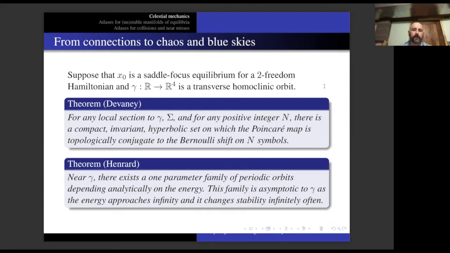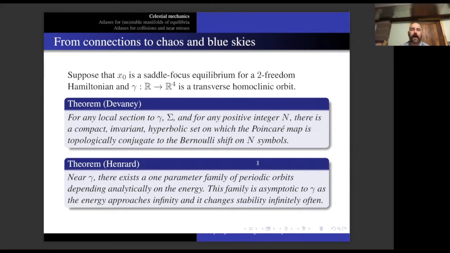So here are two particularly interesting theorems that deal specifically with the saddle focus case. Devaney proved in the 70s that if you find a transverse homoclinic orbit to a saddle focus, you automatically get chaos. Then Henrard proved also in the 70s that in this setting you have what was later called a blue sky catastrophe, which is: you have a homoclinic, which was often described early on as a periodic orbit with infinite period.